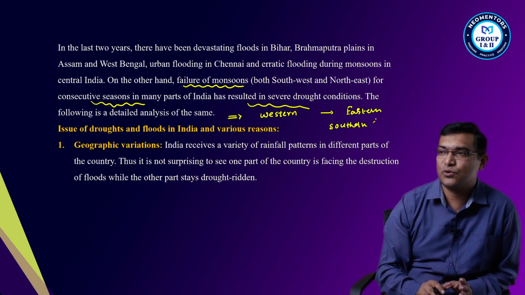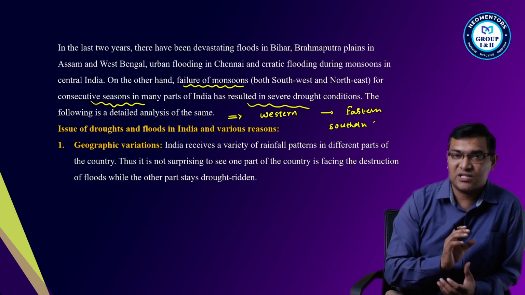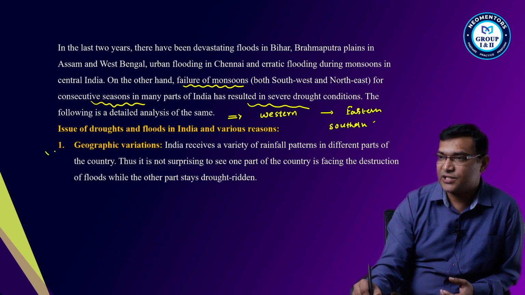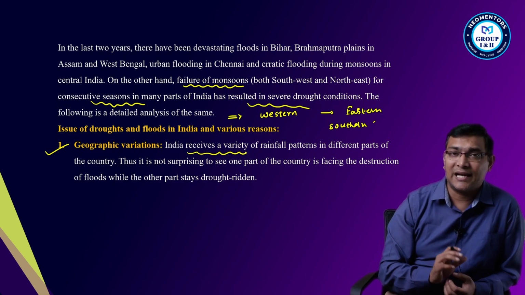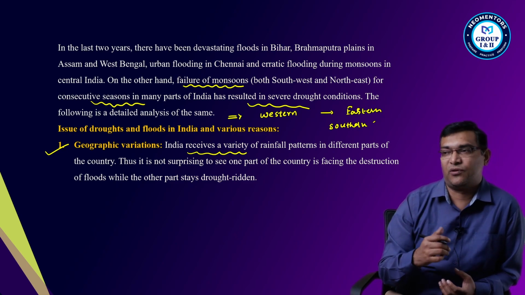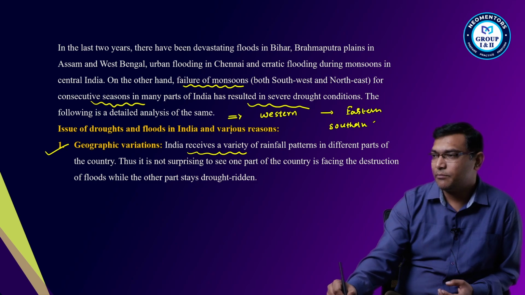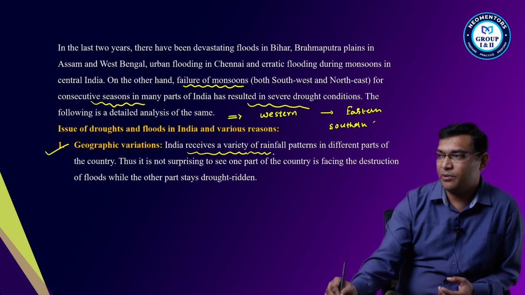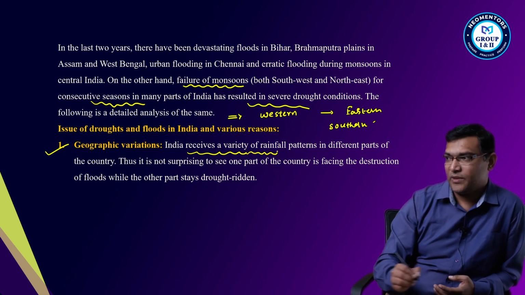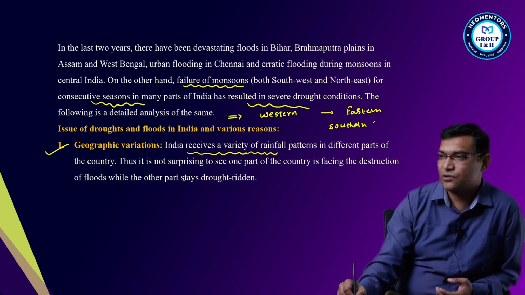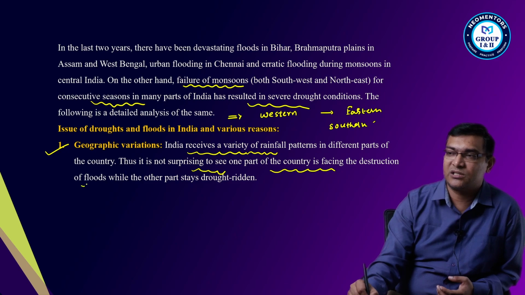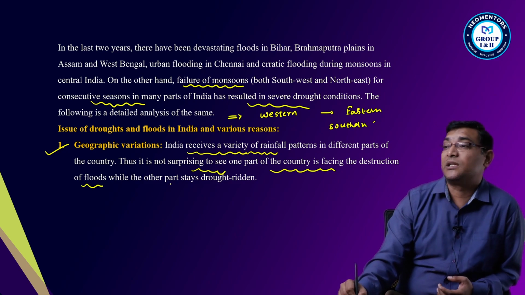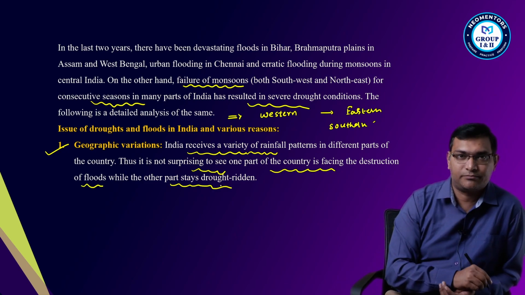So what are the issues of the floods and drought? First, geographical variation. India receives erratic rainfall. Because of the erratic monsoon, there is a variability of the rainfall pattern in different parts of the country. It is not surprising to see one part of the country facing the destruction of floods, while at the same time another part is staying in drought.